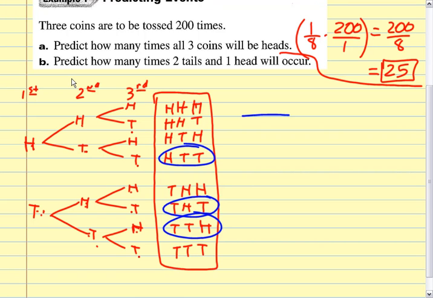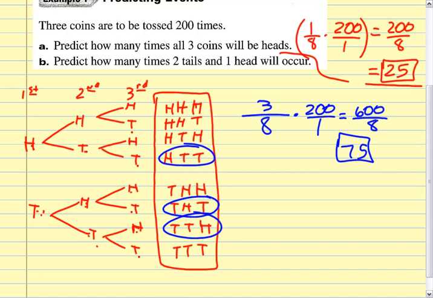Am I right? Okay, so what's my probability of getting 2 tails and a head? 3 out of 8. And what do I do with this fraction to figure out how many out of 200 I'm going to get? You multiply it by 200. That's going to give me 600. Oh, wait. Let's put an equal sign in here. 600 over 8. How many times is that, Sam? 75 out of 200 is what we would expect. Okay?